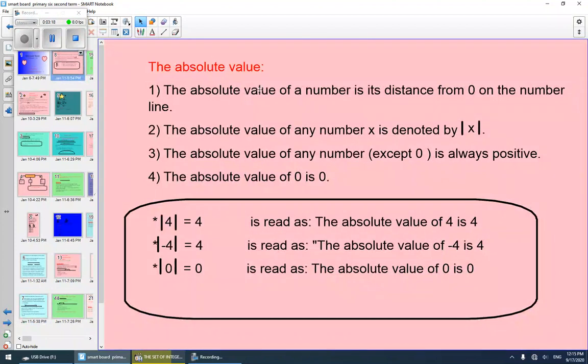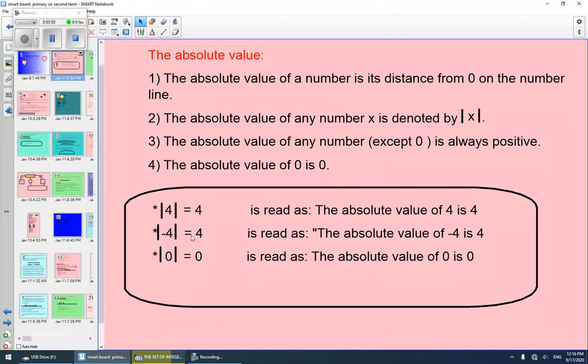The absolute value. The absolute value of a number is its distance from 0 on the number line. Okay? Again, what is the definition of the absolute value? The absolute value of a number is its distance from 0 on the number line. Distance must be positive, not negative. The absolute value of any number x is denoted by putting x between two vertical bars. This means absolute value. The absolute value of any number except 0 is always positive because it is a distance. The absolute value of 0 is 0.